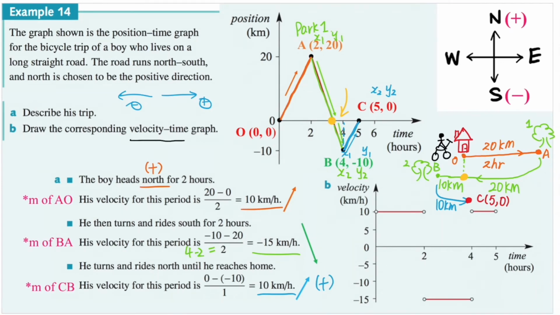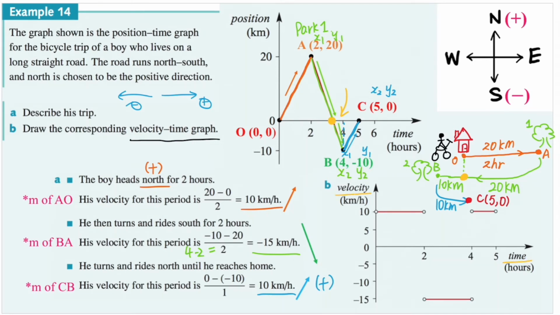Question B says, draw the corresponding velocity time graph. Remember, since this is a piecewise defined function, each section of the graph has a different gradient, and having different gradients means they have different velocities. Okay, so a velocity time graph is something new, but we've pretty much calculated everything in question A. So we can just use the information we just obtained to plot the velocity time graph.